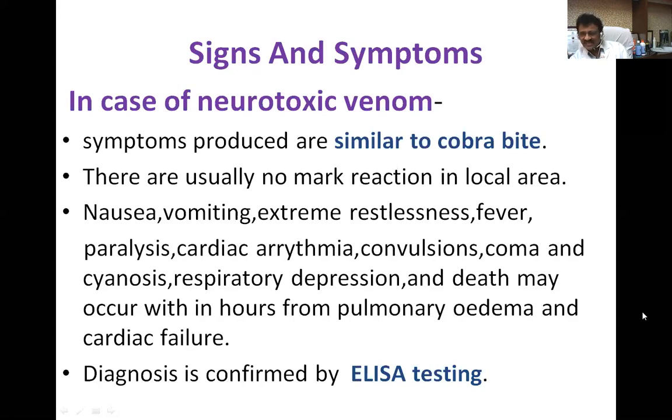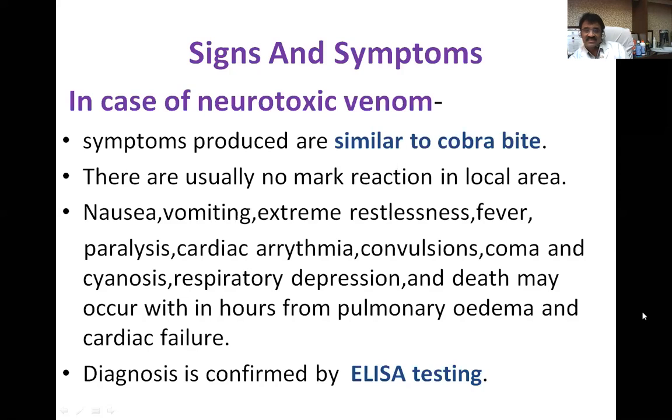So this is very dangerous, to identify where the venom of a scorpion sting bite takes place. That area will give you no signs and symptoms, because cobra bite local signs are also actually very less. But the patient will immediately have nausea and vomiting, and thereafter he will have extreme restlessness. There might be a fever, and eventually there will be paralysis, cardiac arrhythmia.